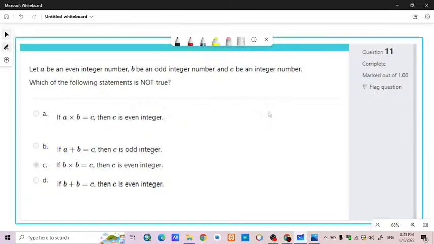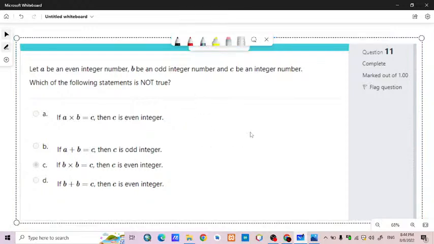So this question states that let A be an even integer number, B be an odd integer number, and C be an integer number. Which of the following statements is not true? So first of all, you need to understand what they mean by integer. What is an integer? Now let's even go further than that. What is an even number?